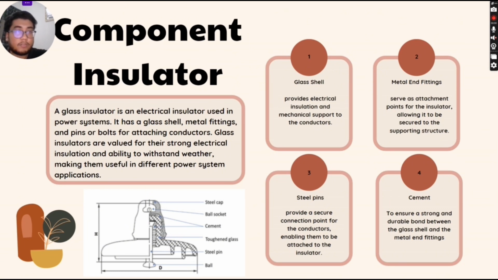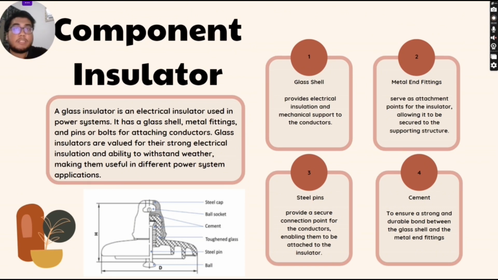As we can see in the figure, this is our proposed design, which is a glass insulator. What is a glass insulator? A glass insulator is an electrical insulator used in a power system. Its main structures are made of a glass shell, metal fittings, and possibly pins or bolts to attach the conductors. Glass insulators are valued for their strong electrical insulation and their ability to withstand the weather, making them useful in different power system applications.